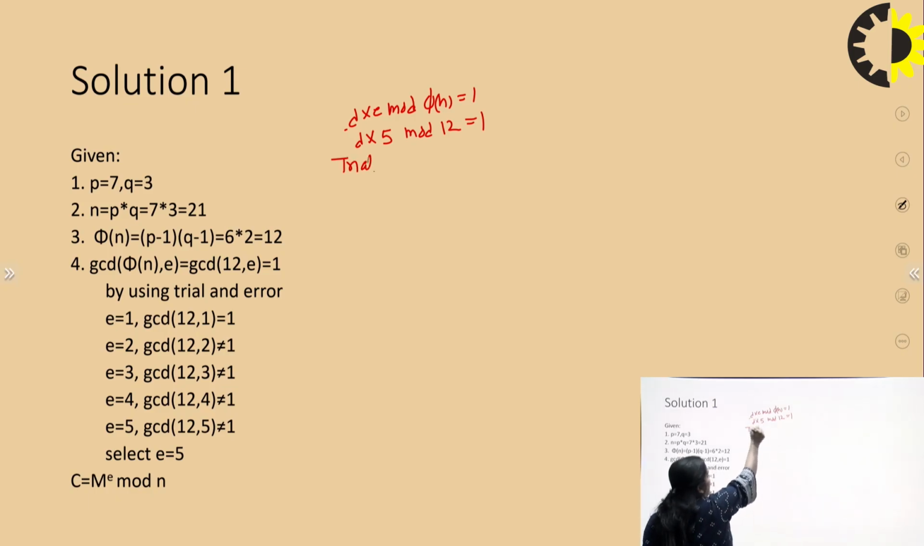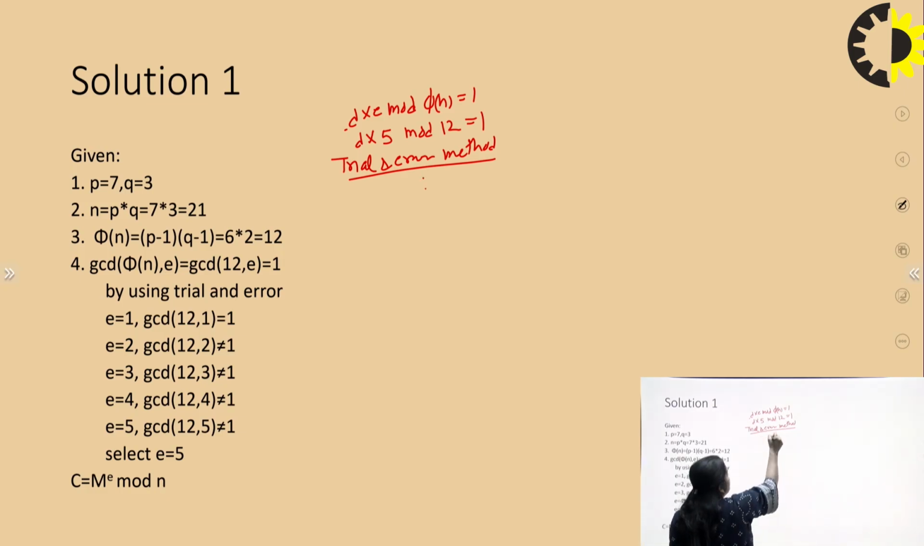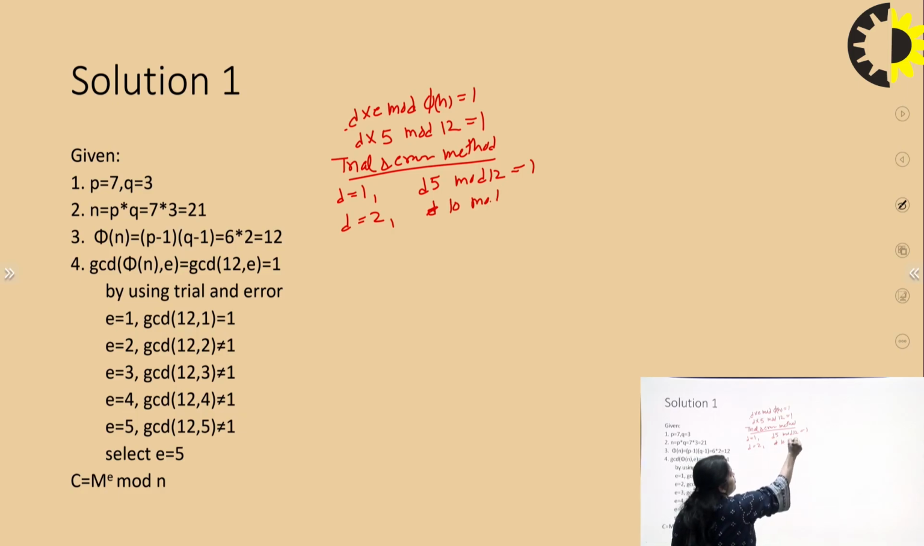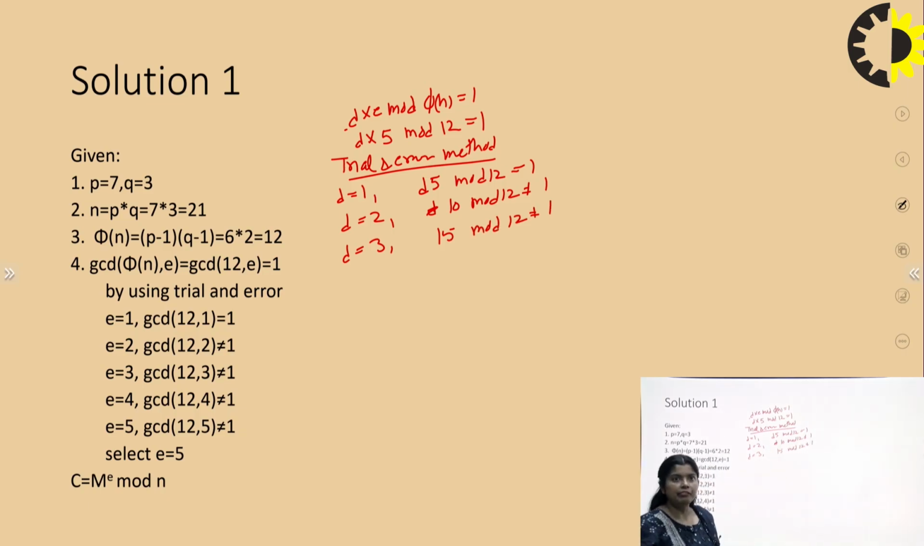Again the trial and error method will be there. D into 5 mod 12 equal to 1. When I write D equal to 1, 1 mod 12 is 1, but we are not going to take that as the value. Then D equal to 2 means 2 into 5, that is 10 mod 12, not equal to 1. D equal to 3 means 15 mod 12, not equal to 1.